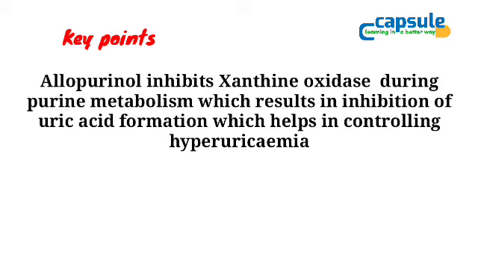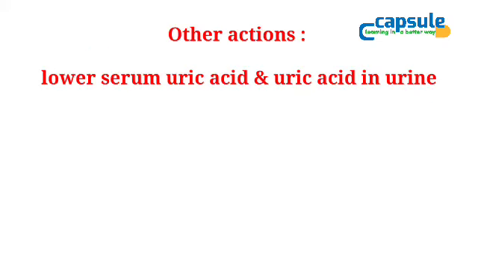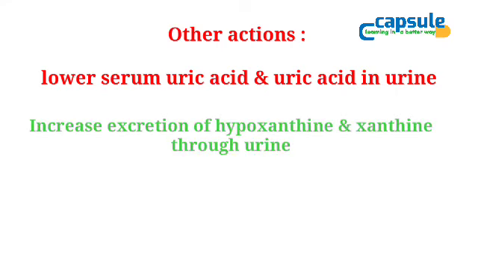And coming to the other uses or the actions of allopurinol, which include lowering the serum uric acid and uric acid in urine, and increasing the excretion of hypoxanthine and xanthine through urine. In addition to inhibition of its degradation, it also eliminates hypoxanthine and xanthine through urine.